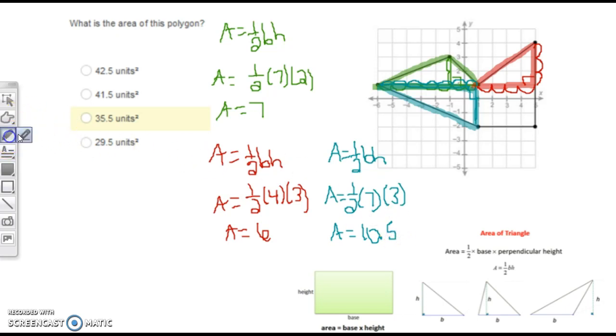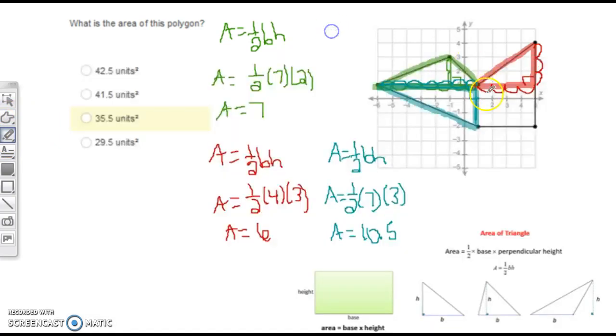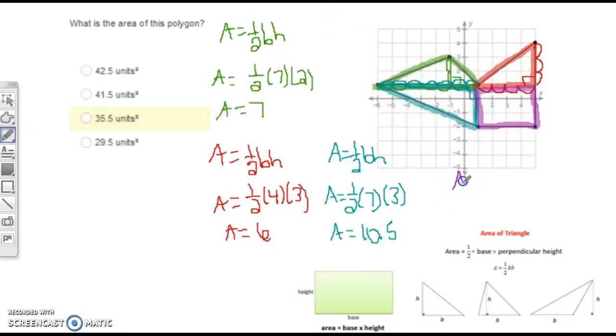And then I still have a little bit more of my figure that I haven't done yet. And this one just happens to be a rectangle. And the area of a rectangle is base times height, so we can just count. 1, 2, 3, 4 for my base, and 1, 2, 3 for my height. So this area is 12.